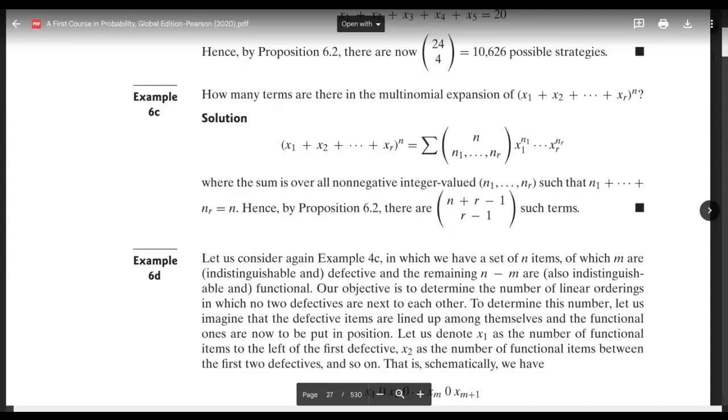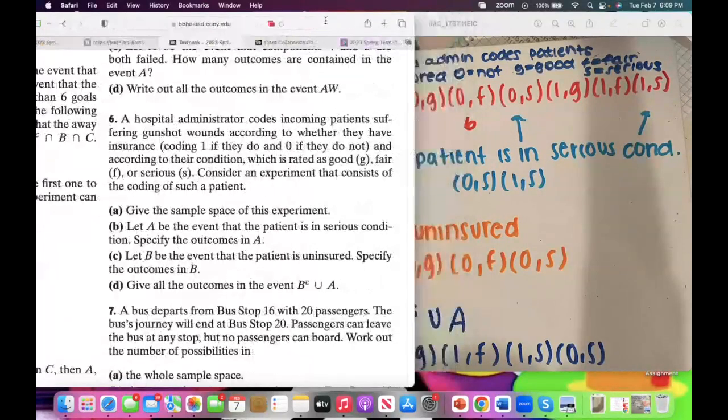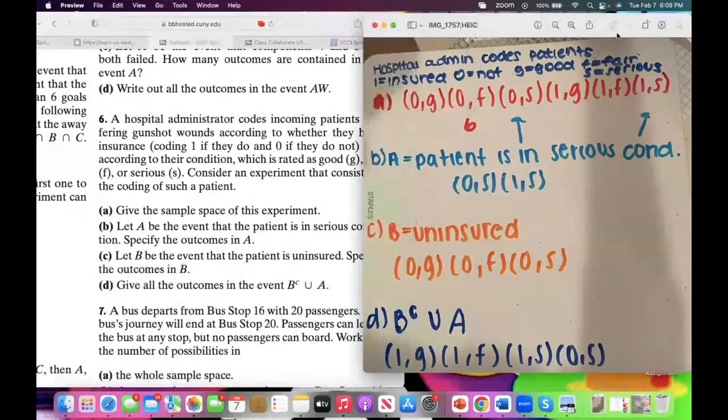Class. So every class is recorded. So class now is recorded. And they'll get a G for good, F for fair, and S for serious. So I made a little chart. Okay. So first, the sample size. I thought the best way to do it was to write it out.